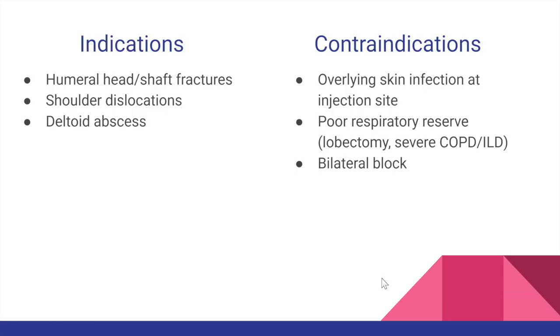And then because of the possible paralysis of half of the diaphragm, you cannot do bilateral blocks, because then they have no diaphragm if that were to happen, and that would be bad. But you can intubate them. Yeah, but then you can intubate them and get another procedure.